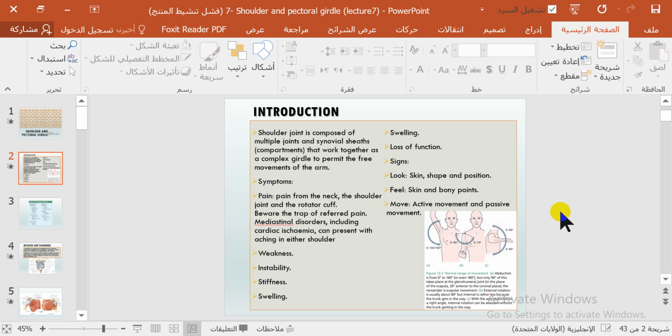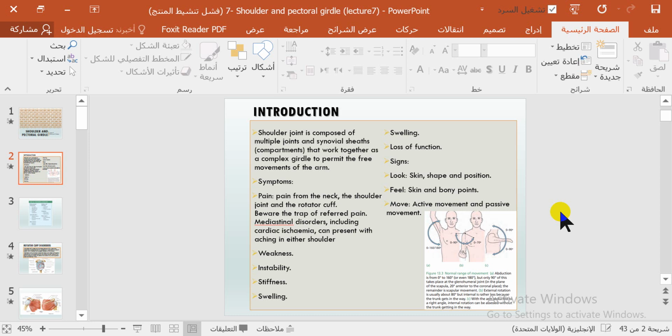Weakness is the second classic symptom, along with instability, stiffness, swelling, and loss of function. The most common signs in the shoulder problem are swelling, sometimes deformities or wasting of the muscle, and deformed posture of the shoulders. So that one can look, feel, and move, as in the classic examination of any part in orthopedics.